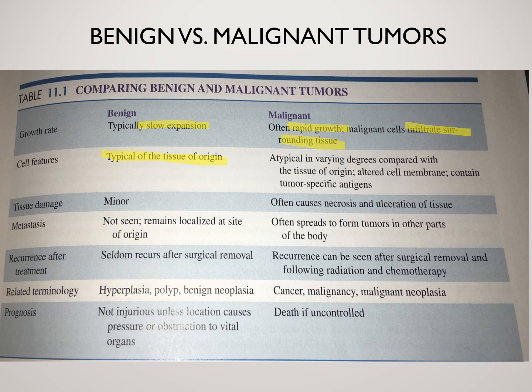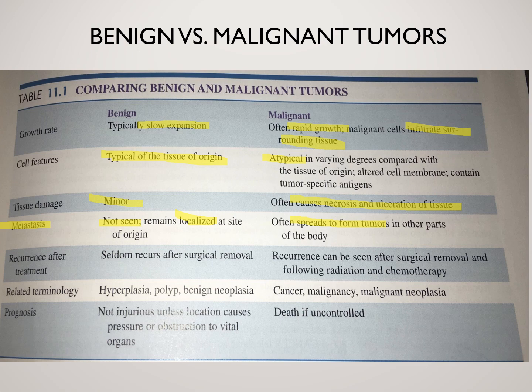Benign tumors have typical cell features of the tissue of origin. Malignant ones can differ. It's atypical. Tissue damage with benign tumors is minor, whereas malignant is known to cause necrosis and ulceration of tissues. Metastasis, or the spread, is not seen with your benign tumors. It's localized. It stays in one place. Your malignant tumors, however, spread and they form tumors in other areas of the body.